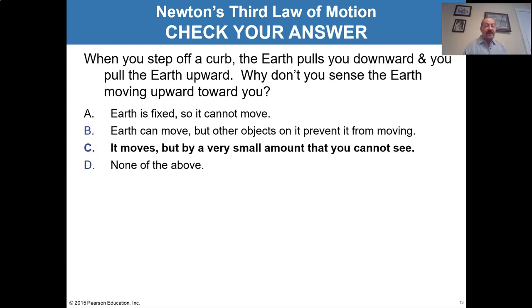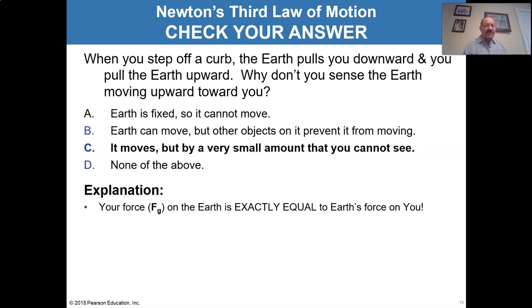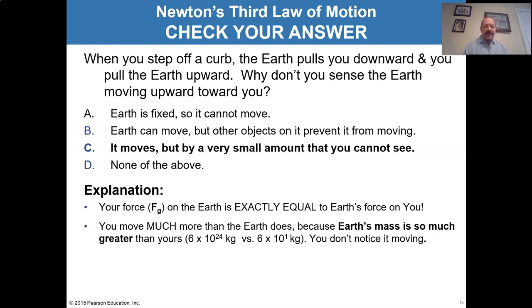Well, it does move, but it's an insanely tiny amount. The force that the Earth exerts on you is exactly equal to the force you exert on the Earth. That's Newton's third law. But the fact is you will move much more than the Earth does. Why? Because you have much less mass than the Earth does.